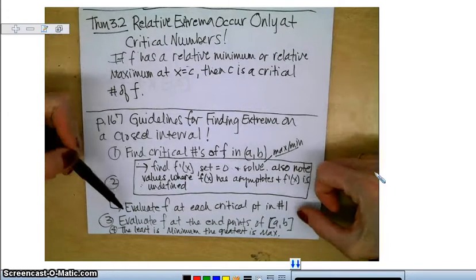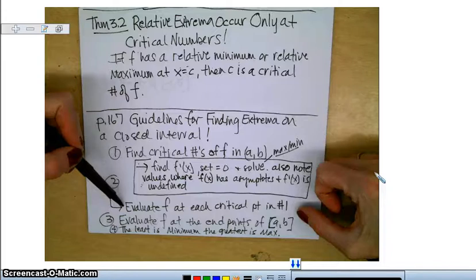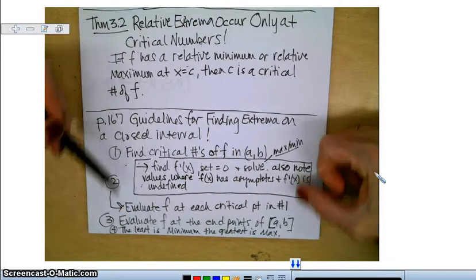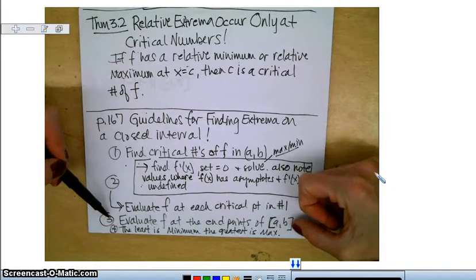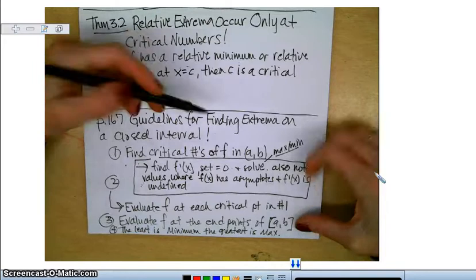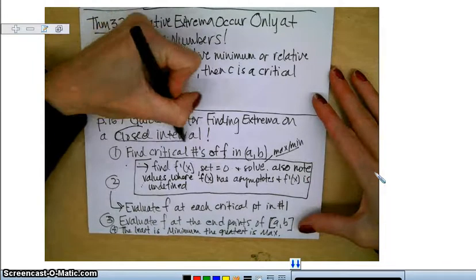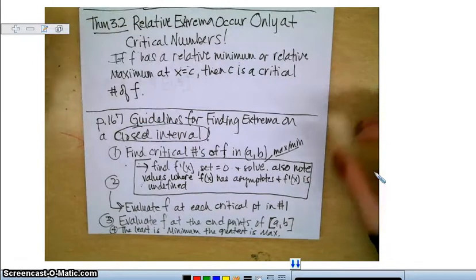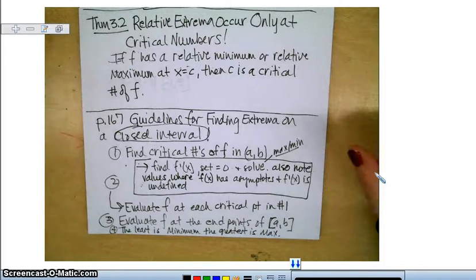So then you're going to evaluate f at each critical number that you got from here. Then you're going to evaluate it at the end points. Okay, we're finding the extrema on a closed interval, so just a certain little section of a function.